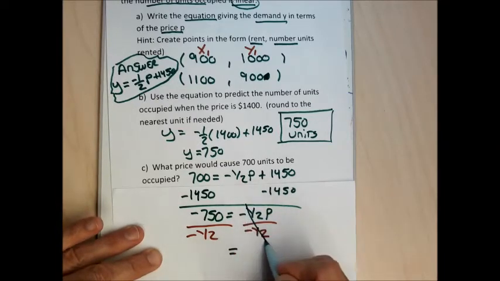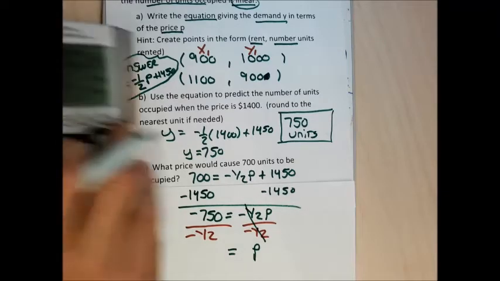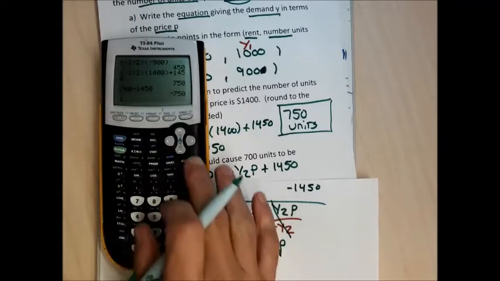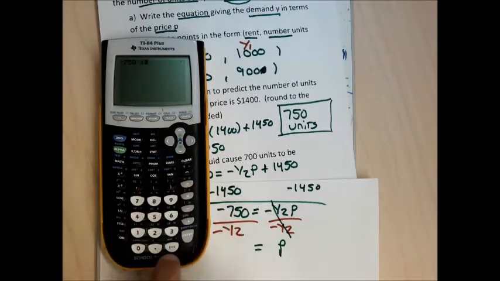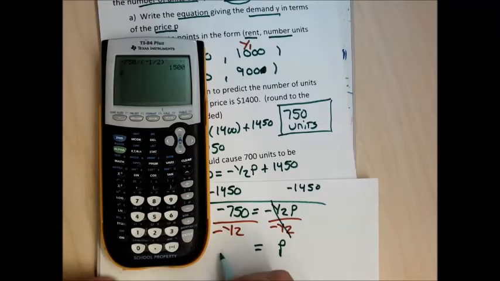On the right-hand side, I'm going to get p, which is the price. And on the left-hand side, I need to do negative 750 divided by negative 1/2. I can do that on my calculator. Go negative 750 divided by, and put negative 1/2 in a parentheses. And that's going to give me 1500 for the price.